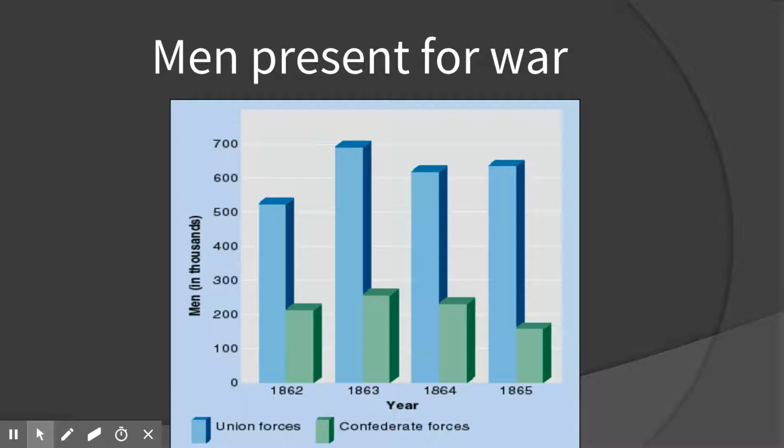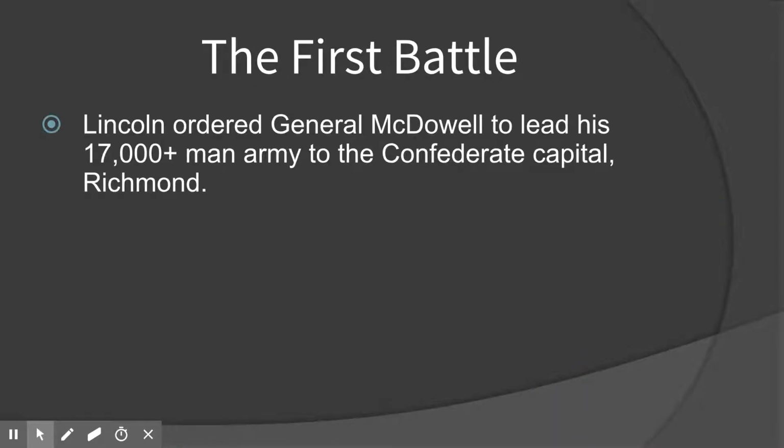All right, men present for war. Blue signifies the Union, green is the South. Notice our numbers in terms of thousands. The Union outnumbers the South, usually 2, if not 3 to 1, every single year of war. So Lincoln ordered General McDowell to lead his 17,000-man army to the Confederate capital of Richmond.